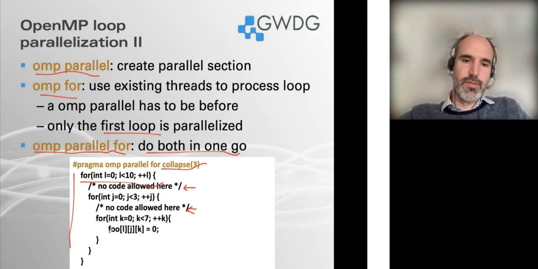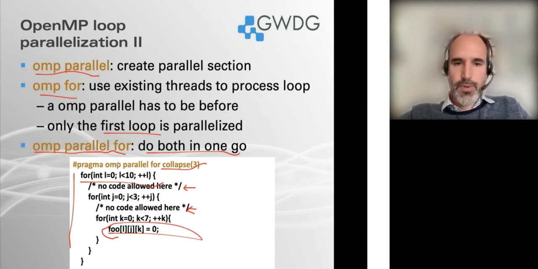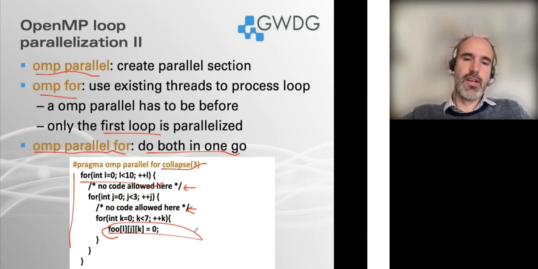If you have such a structure and you have no dependency in your instruction, then you can use collapse and it will compute how many iterations there are in total. So you have here 10 times 3 times 7 iterations, and these would then be split up to the threads in total. So this works only if there is no code in between. It's actually a rare use case, but it can happen, and then you can use the collapse clause.